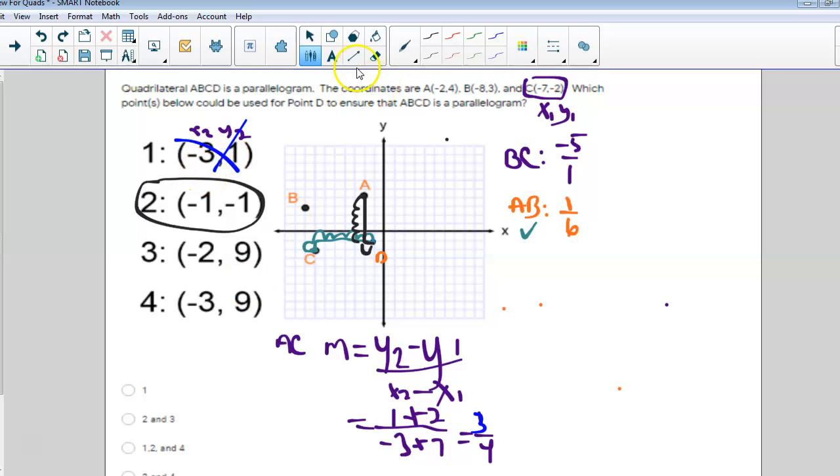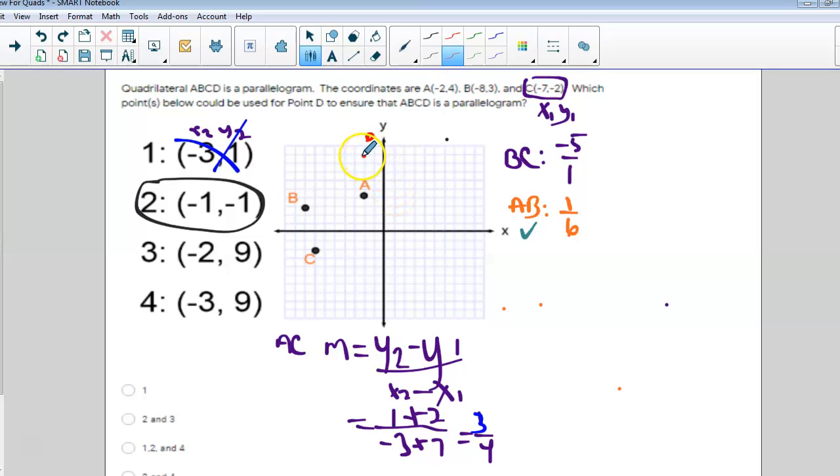So far 2 works. So let's check out our other ones. Okay, so now I have a point for D that we want to try out. I have -1, 2, +1, 2, 3, 4, 5, 6, 7, 8, and 9. So let's try to prove right now that AD is parallel to BC. Okay, let's see if they're parallel. If AD is parallel to BC, it has to be a -5/1.